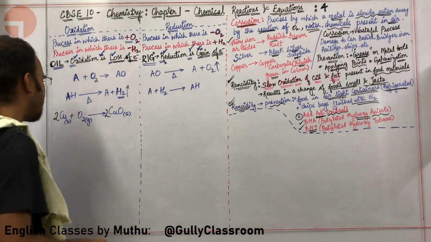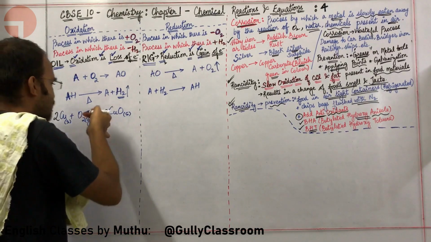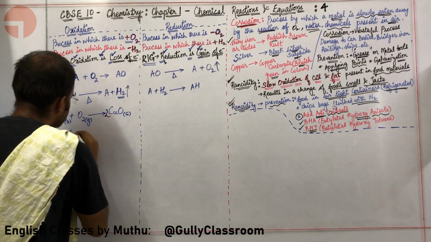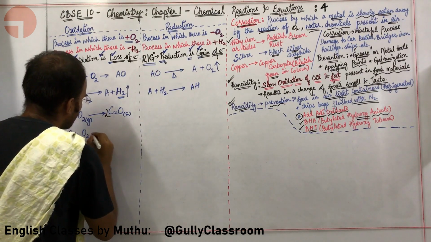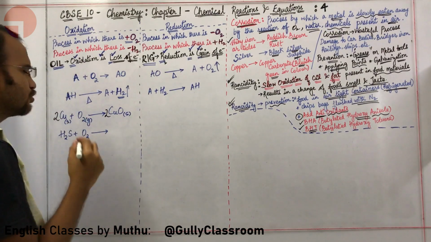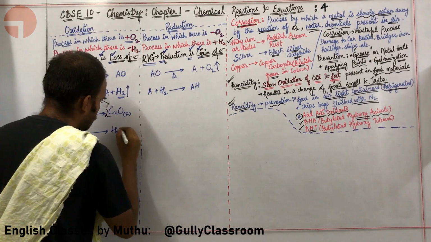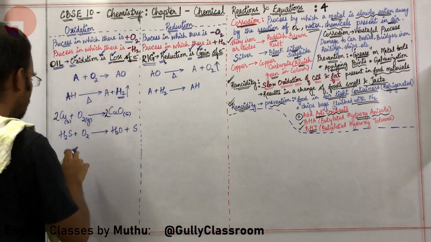Here oxygen is added to copper, hence this is an oxidation reaction. Let us go for another example. Hydrogen sulfide is added to oxygen. What is happening, sir? Here you will get H2O plus S.